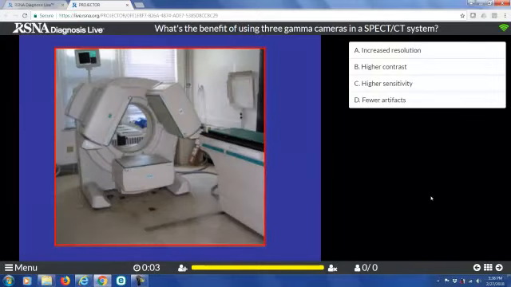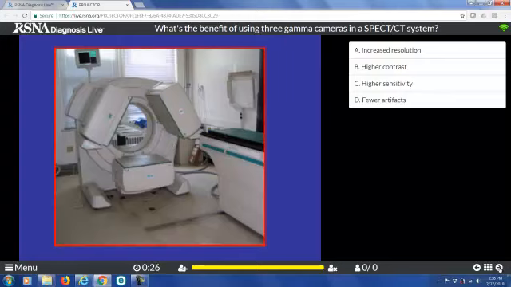What's the benefit of using three gamma cameras in a SPECT system? Do you get better resolution? Do you get higher contrast? Do you get better sensitivity? Or do you get fewer artifacts? These are the 4 key issues in any image in terms of image quality aspects. Which of these is the important one?